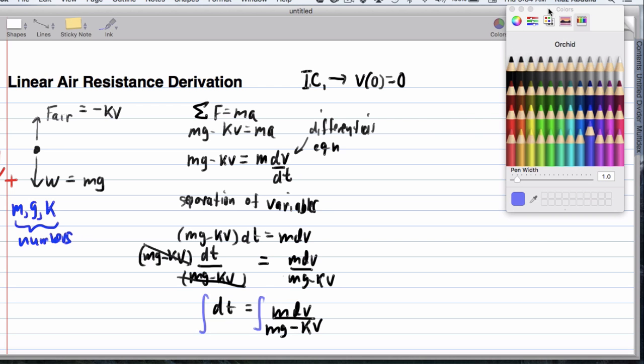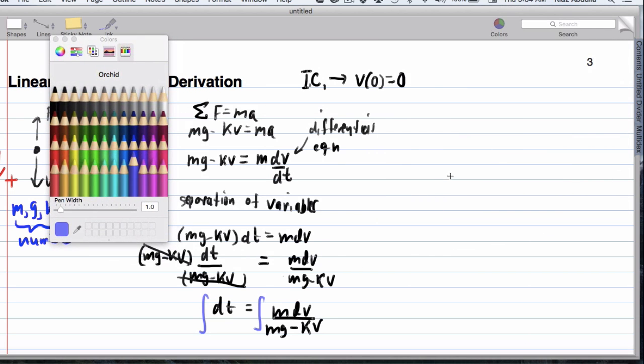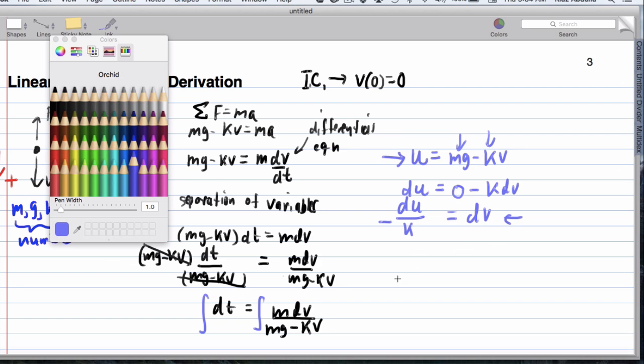The way we're going to do this is a u substitution. So we're going to say u equals mg minus kv. And keep in mind, this is a constant and this is a constant. So we're going to have du equal to 0 minus k dv, or in other words, du over negative k equals dv. So this is our u, and then this is our mg minus kv, which is u, and then this is our dv, and then we can substitute back into this equation.